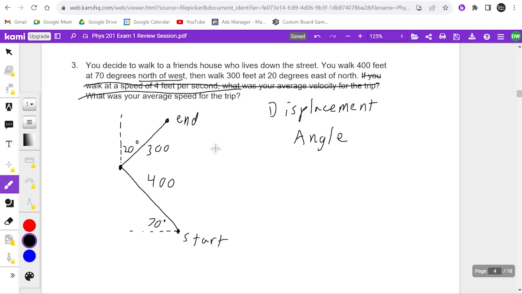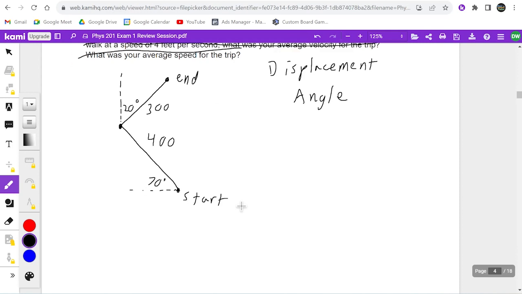So then for this one, the secret is you got to break it up into two right triangles. Okay, we got to break up the 400 and the 300. And it doesn't matter what order we do that in. I'll do the 400 first. So let's say here's my right triangle with the 400. And again, here's my 70 degree angle. And I need my x and y components. Can someone tell me what the x component would be? Or which trig function I would use?